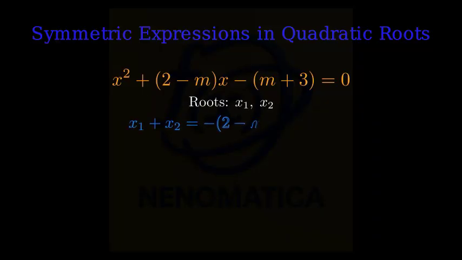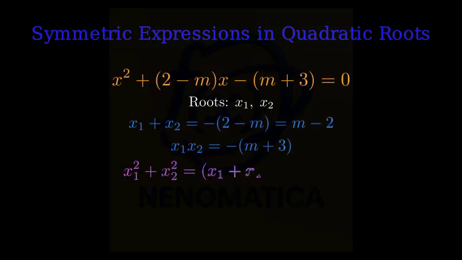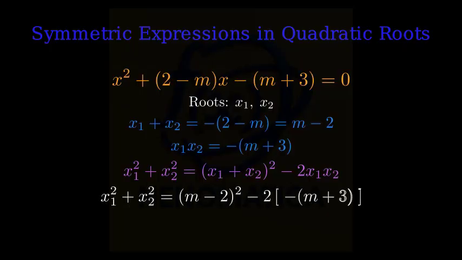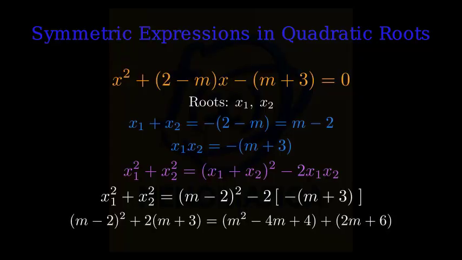By Vieta's formulas, the sum of the roots equals m minus 2, and the product of the roots equals negative (m plus 3). The sum of squares of two numbers equals the square of the sum minus 2 times the product. We will apply this identity to the roots. Substitute the expressions from Vieta, replace x1 plus x2 with m minus 2, and replace the product with negative (m plus 3). Now simplify. Expand the square and distribute.